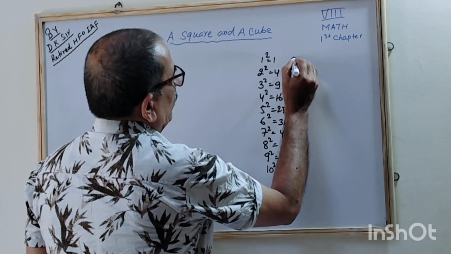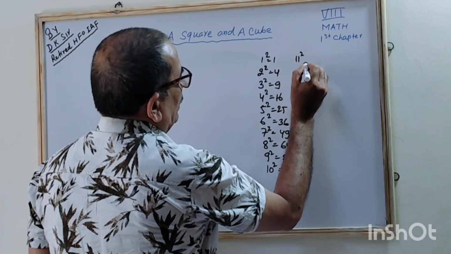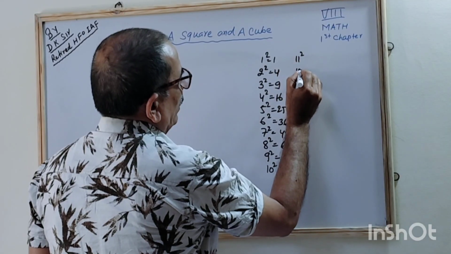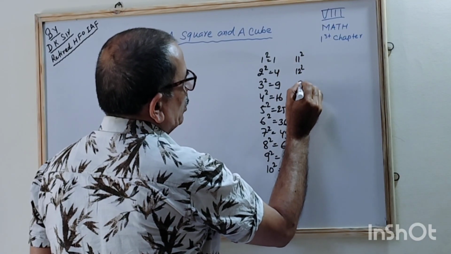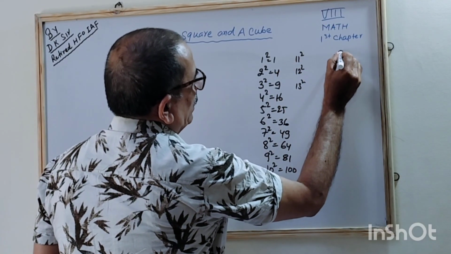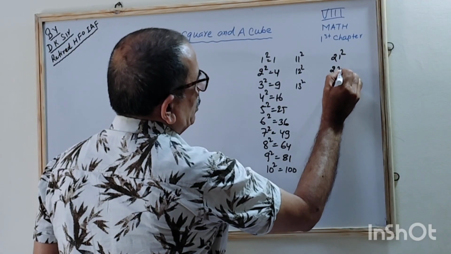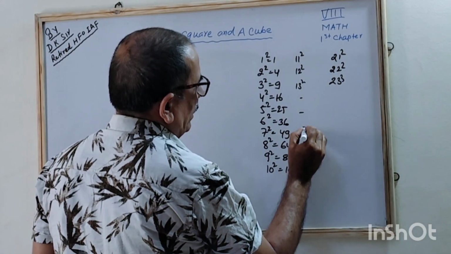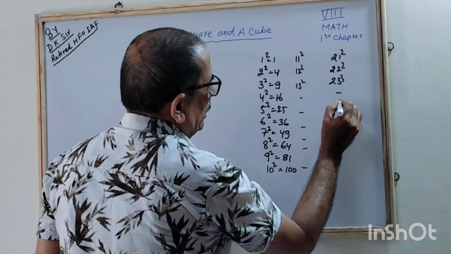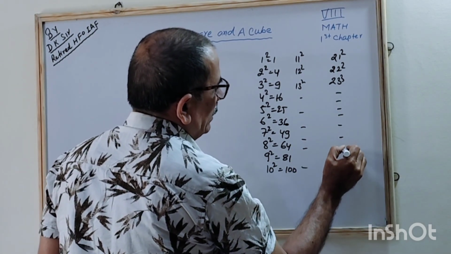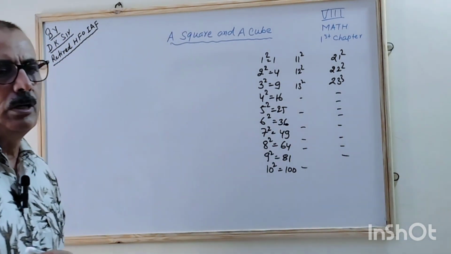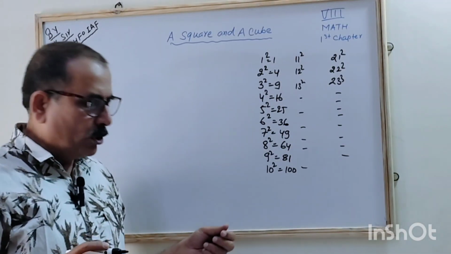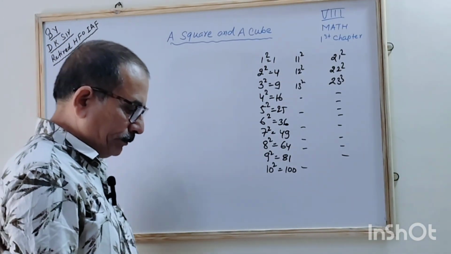Accordingly, you can find out 11 square, correct? 11 square, 12 square, like that 13 square, correct? 21 square, 22 square, 23 square. All this data you will find out, correct? You need to find it all out by multiplying the number by itself, two consecutive numbers. Okay, so you can find out, correct?